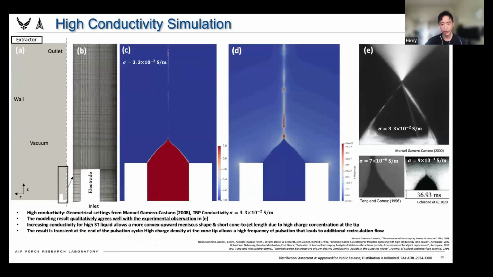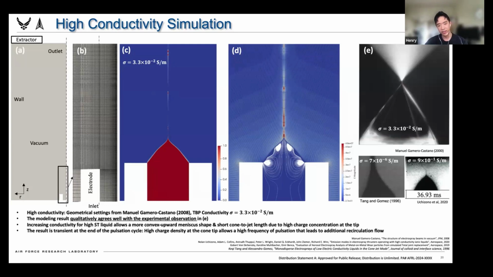Also, in the higher conductivity simulation, we were able to match the results from the journal paper. The key thing that we noticed from the model is that we were able to see an additional recirculation cell at the tip of the meniscus. So this is not a steady state. This is a transient, the end of the pulsating cycle, capturing the model result.